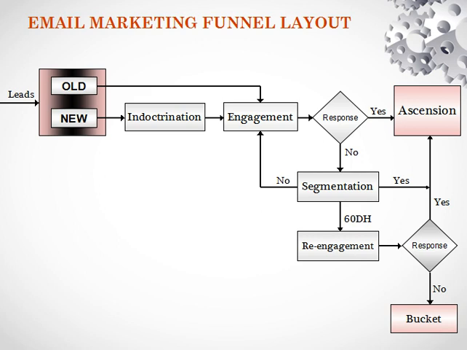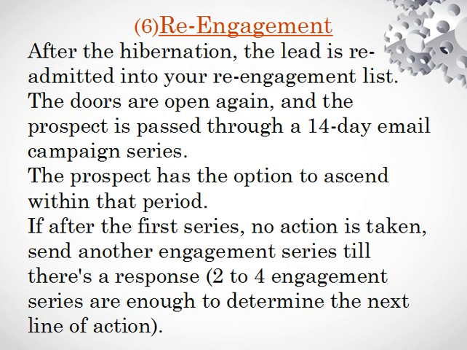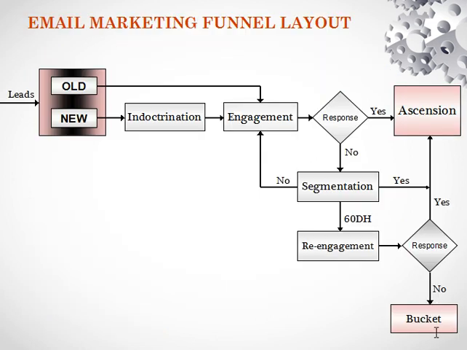So let's go there. Right now, the re-engagement. Now, after the hibernation period, the list is readmitted into the re-engagement list. The doors are open again, and the list is passed through a 14-day email campaign series. Right now, the prospect has the option to ascend within that period. Now, if after the first series no action is taken, send another engagement series till there's a response. Right, a maximum of 2 to 4 engagement series are enough to determine the next line of action. You understand? If the prospect doesn't respond after that, then you put the prospect into the bucket.